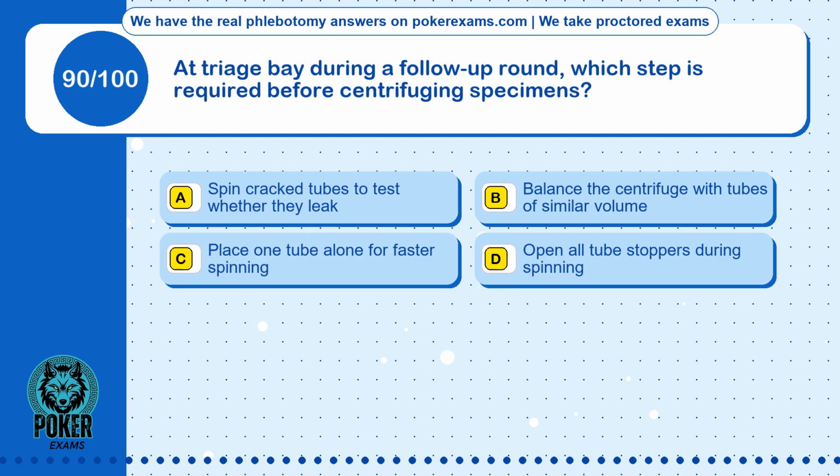Question 90. At triage bay during a follow-up round, which step is required before centrifuging specimens? Option A, spin cracked tubes to test whether they leak. Option B, balance the centrifuge with tubes of similar volume. Option C, place one tube alone for faster spinning. Option D, open all tube stoppers during spinning.